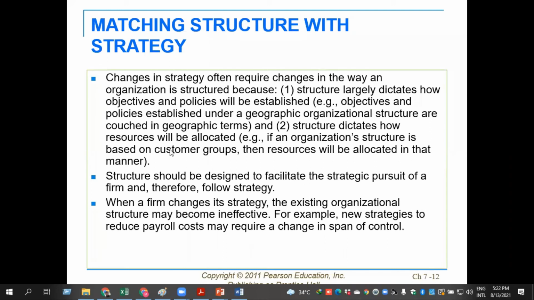Similarly, structure dictates how resources will be allocated. If I select that, yes, I have to increase the chain of that retail store, I will be taking that chain store to the Punjab side, to the Sindh side, to the Balochistan side. So it requires resources to be allocated. If the organization structure is based on the customer group, then the resources will be allocated in that manner.